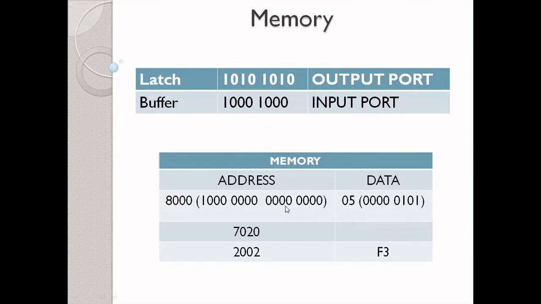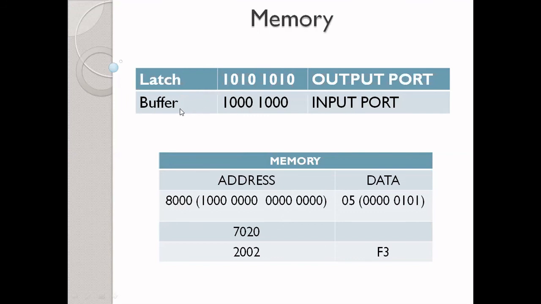4 4 4 4: 4 bits, 4 bits, 4 bits, 4 bits. The first bit is 0, so I am writing 0. The second also 0, 0, 8. 8 means this is called 1. 8421. Like that, data 05 is an 8-bit number. So the last 4 bits are 0, and here 8421: 4 plus 1, 5.